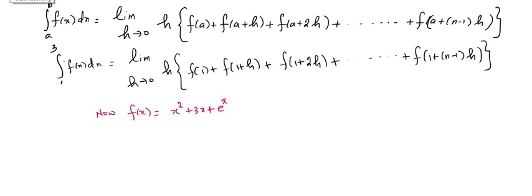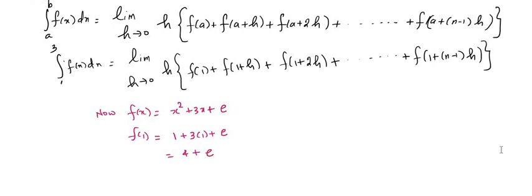Now f of x is x square plus 3x plus e power x. We'll find each term, then I can substitute here. First, f of 1 I have to find. f of 1 is 1 square plus 3 into 1 plus e power 1. That is 1 plus 3, which becomes 4, plus e power x, where e power x is e power 1, so this becomes e. So f of 1 is 4 plus e. Right?